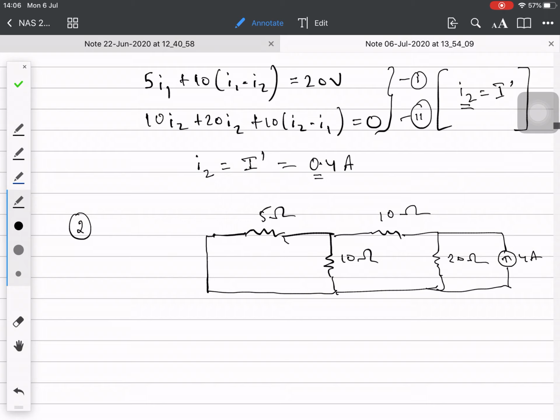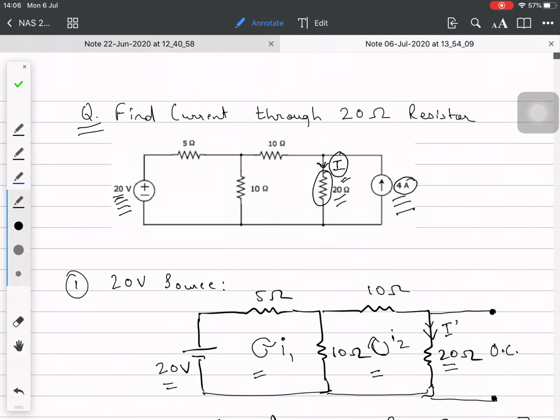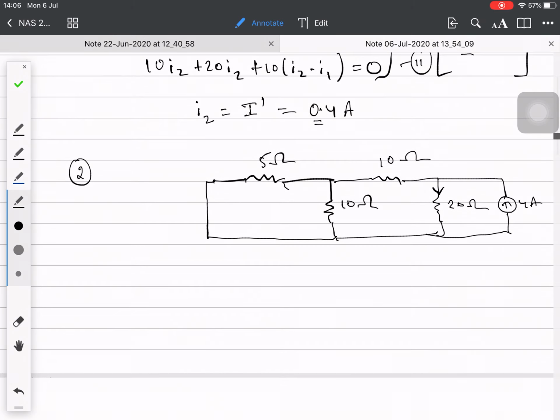Now what is our goal here? We have to again find the response in this branch. Why? Because originally our question asked us to find the response in this branch only, right? So I will now represent it with I double dash, which is the response in the 20 ohm resistance due to the 4 ampere current source, right? Here also I can take currents I1, I2 and I3, right?